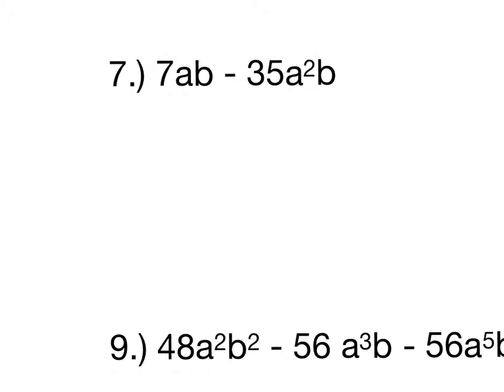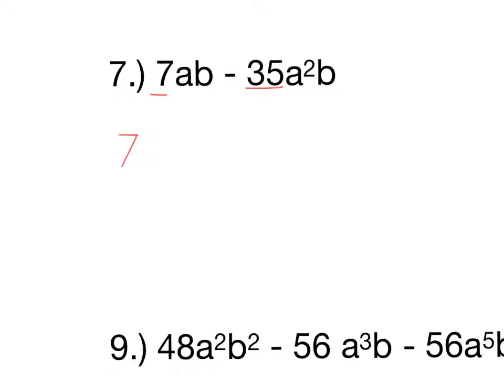All right. Here we have a 7 and a 35 on our coefficients. So the greatest common factor of 7 and 35 would be 7. So we can take out a 7 out of there.